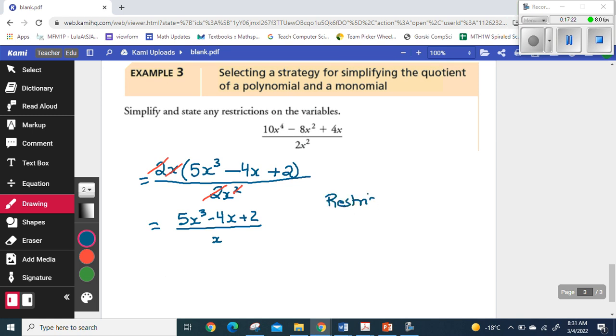Restrictions. Look at my denominator. X is the only variable down there. It's not adding or subtracting with anything, so x cannot be equal to 0.